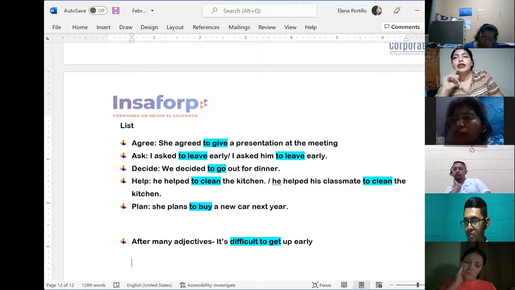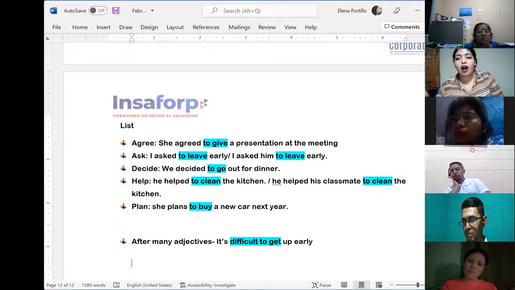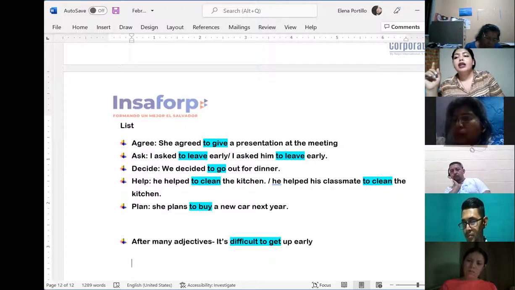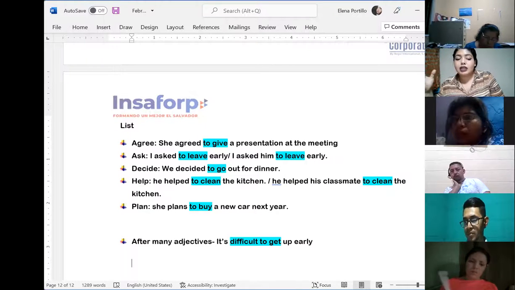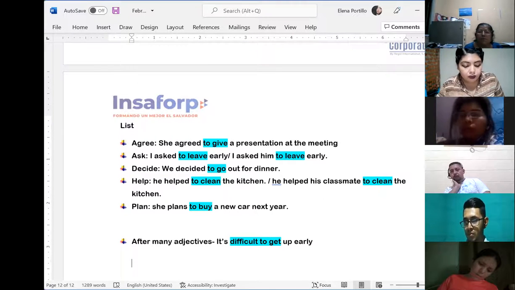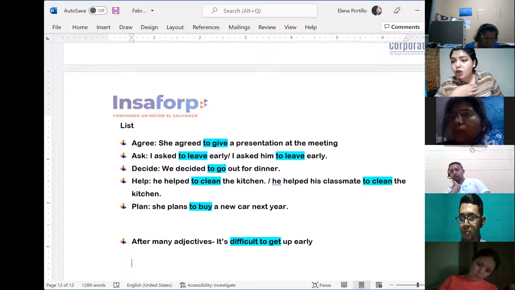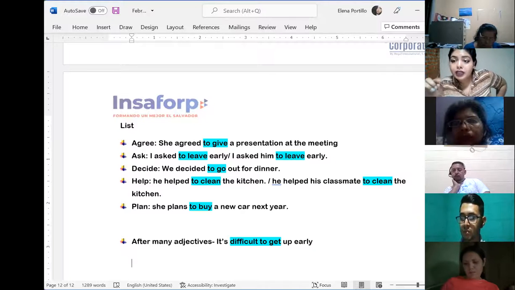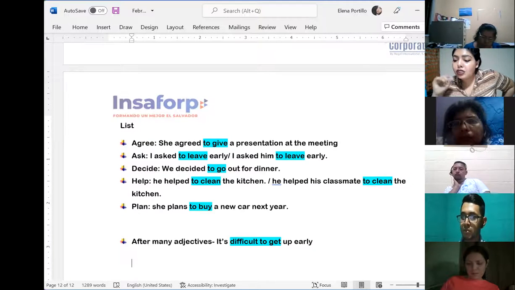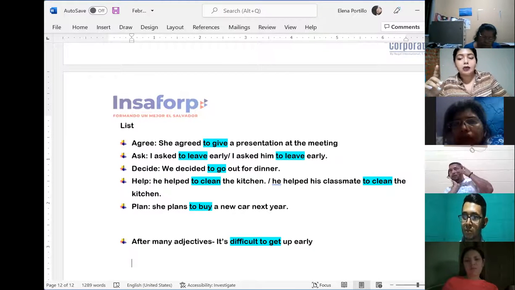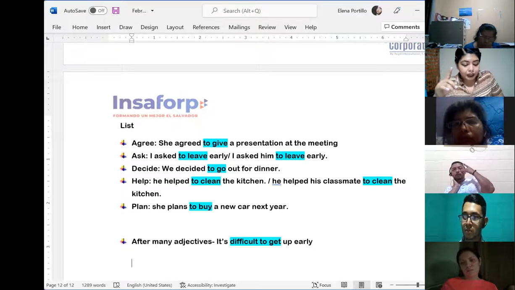It's hard to sleep at night. For example, it's hard. Hard is the adjective. To sleep is the verb in infinitive form. At night is the complement of the sentence. So after the adjectives, we can use the infinitive form. So it says that we can use also the verb infinitive. In this case, the verb infinitive is when we don't use the to. El verb infinitive es cuando no utilizamos el to. Solo utilizamos el verbo en forma base.